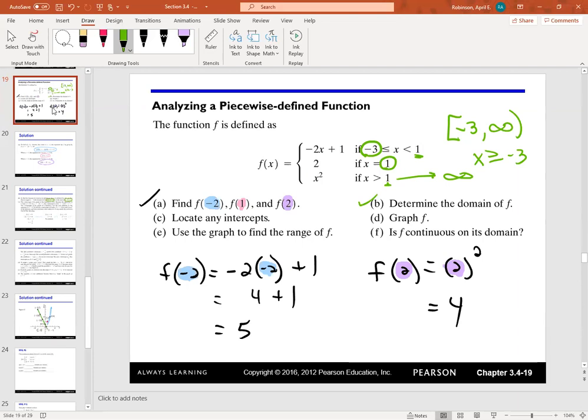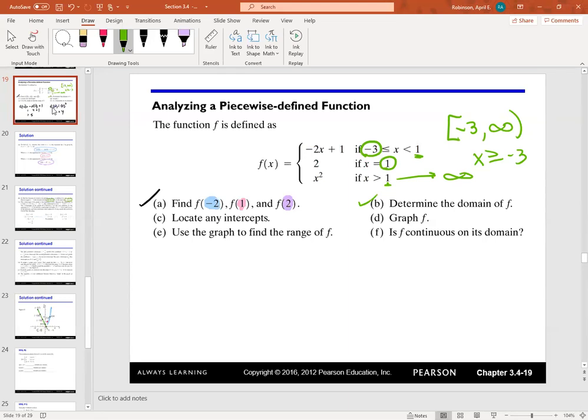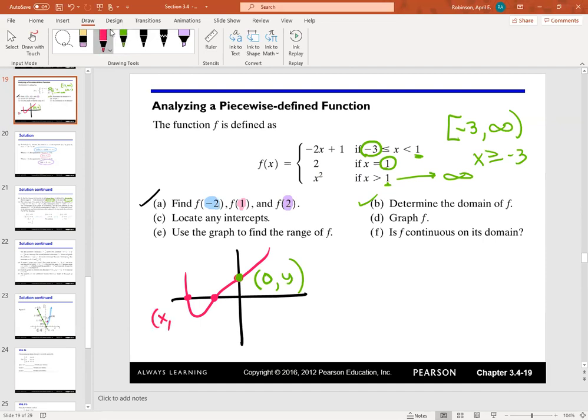Now, C wants you to find intercepts. Remember, an intercept is where it crosses an axis. So here's my x and y axis. If I had a function that looked like that, it crosses the x in two places and the y in one. Anywhere on the y axis, the x coordinate is always 0. So this is going to be 0 and then some number y. For your x-intercepts, it's some number x and y is 0. And I've got two of them here, so I'll label it x sub 1 and x sub 2.